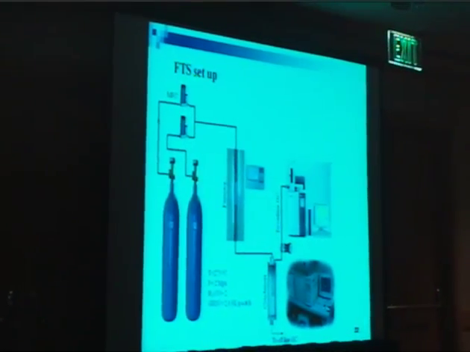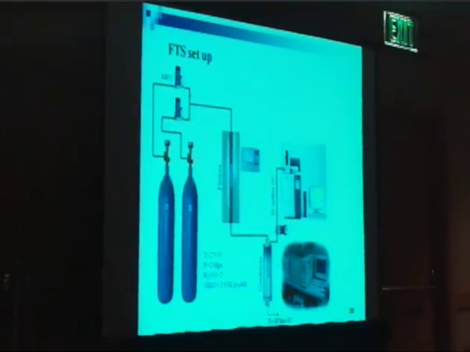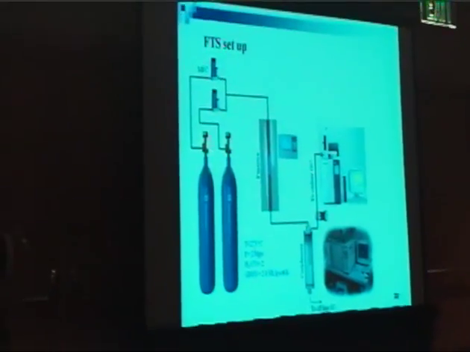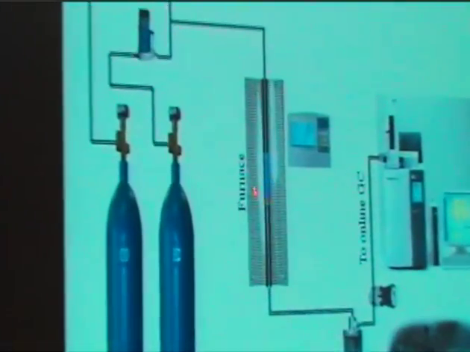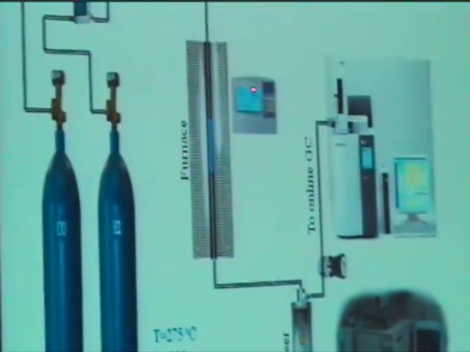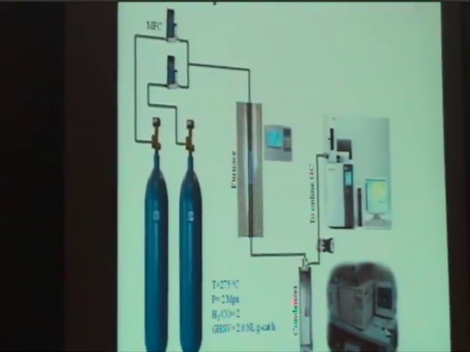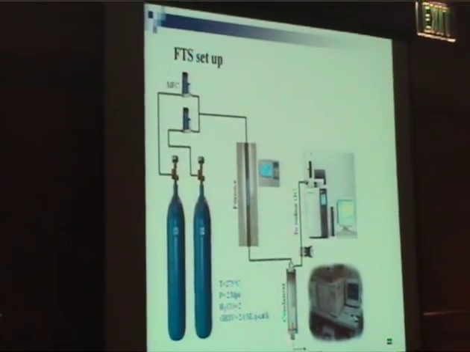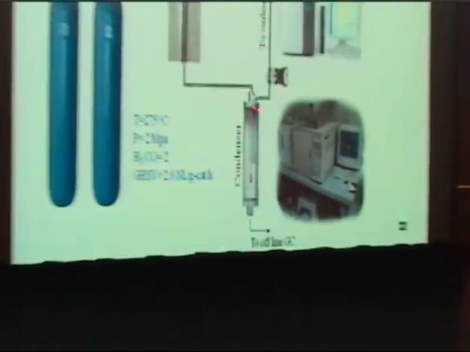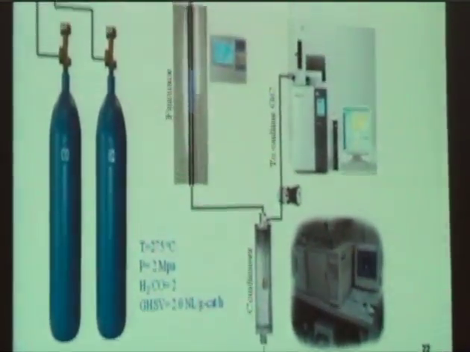This is our classical FT reaction setup: two cylinders, two flow meters, a fixed bed reactor, with temperature and pressure controlled, and the feed goes to the condenser, the liquid fuel to the offline GC, and the rest to our online GC.